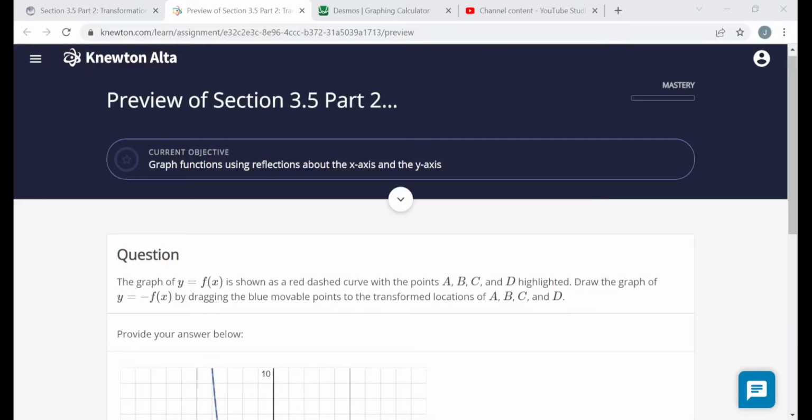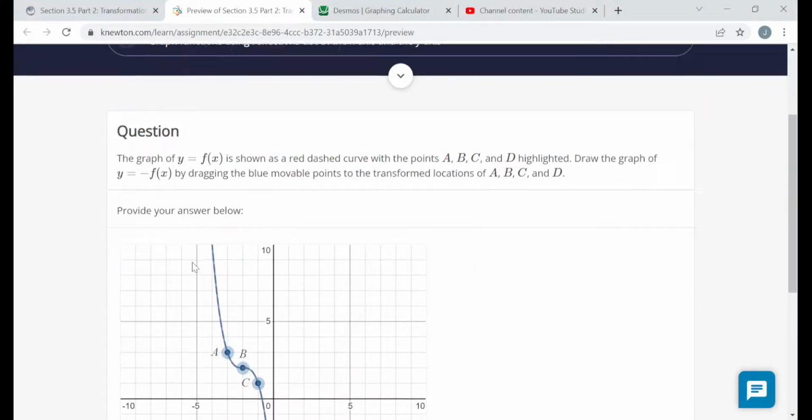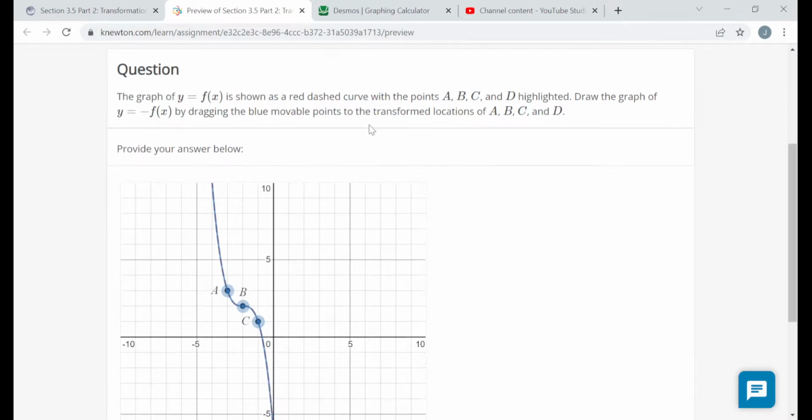Now that I've written out all the rules for your transformations, the exercise here: the graph of y equals f of x is shown as a red dashed curve. It's just under the blue right now. You can't really see it too well. But once I move these points around, you'll see the red dashed curve with points A, B, C, and D highlighted. Draw the graph of y equals negative f of x.